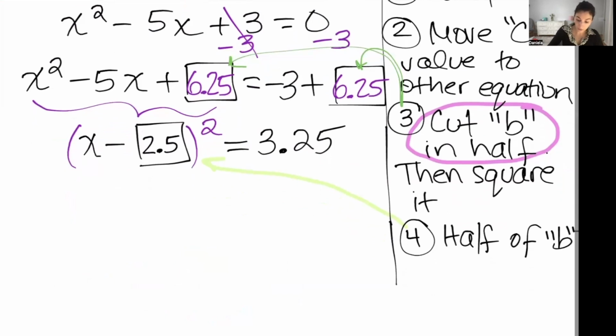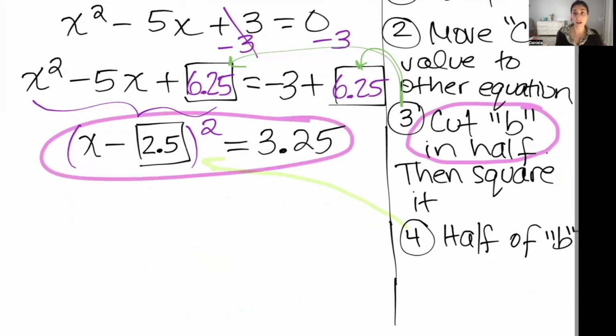So now what we have done is we have converted it from standard form to something that looks like this. Okay, so now we are so much closer to getting x by itself. So step number 5, and that's the last step, is we're going to solve using the square root method.